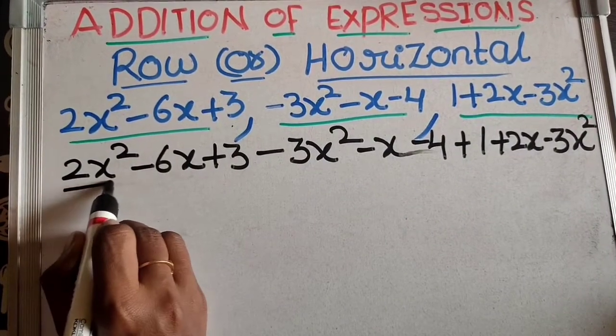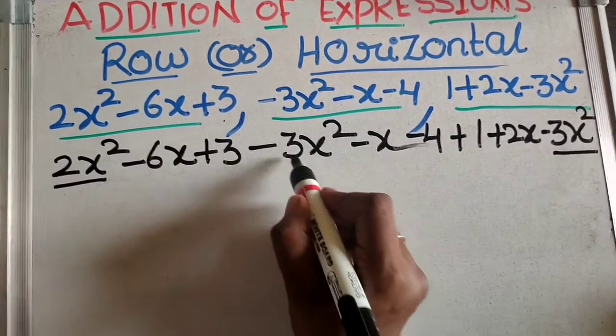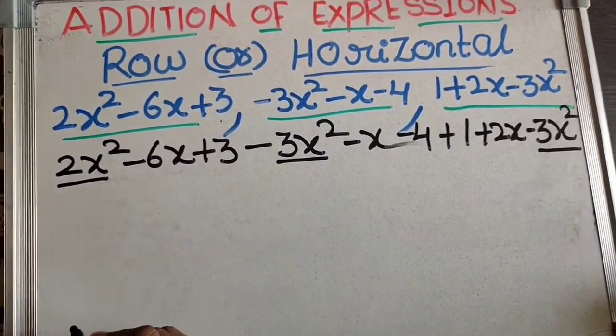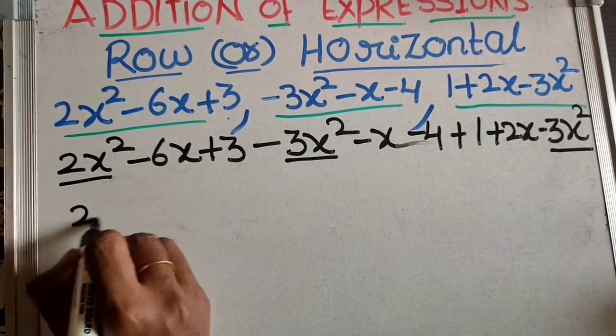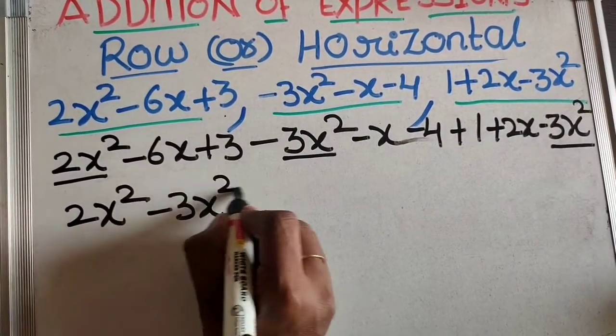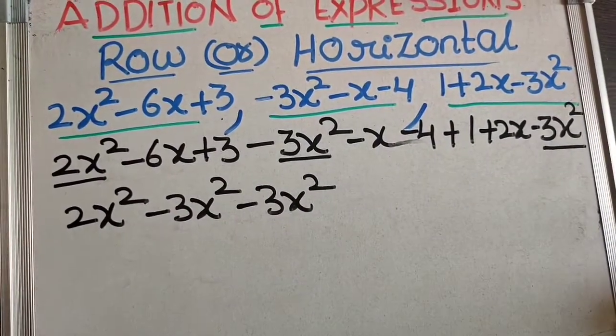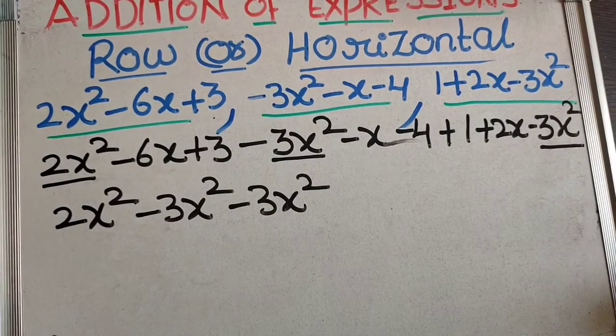Always we have to check for the x² terms. So here we have how many terms? We have 3 x² terms. So what we have to do? Write the x² terms, 2x² + 3x² - 3x², and keep it in a bracket which represents these are all x² terms.